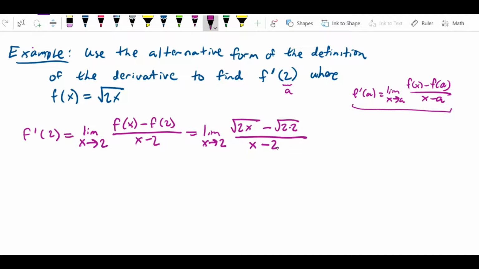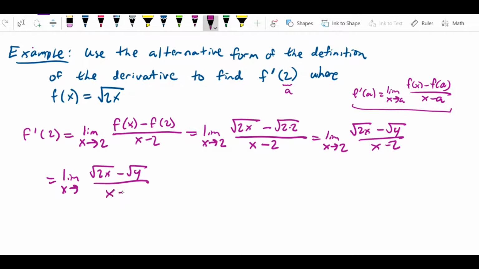So that equals the limit as x approaches 2 of the square root of 2x minus the square root of 4 over x minus 2. I'm going to leave that square root of 4, even though we know it's just 2. I'm going to leave it in that form because I think it'll become a little bit more apparent what we're doing if I leave it in that form.